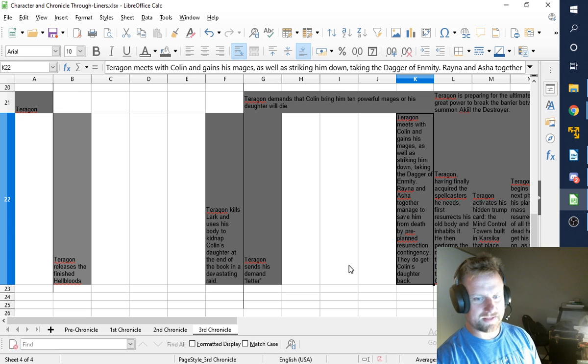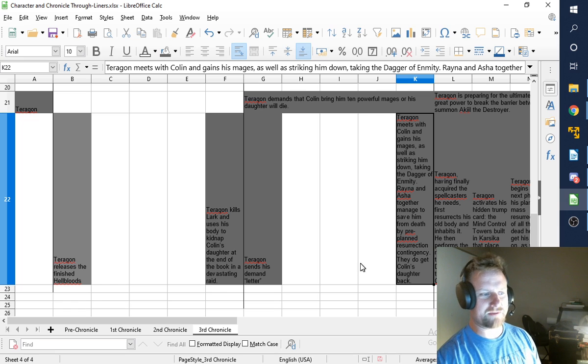But it has a time limit, right? That's just one of the things you can do if you have a couple of really powerful mages on your side and you think you're going to walk right into a trap. You could do a pre-planned resurrection contingency. Yeah, the backup plan. I wish.